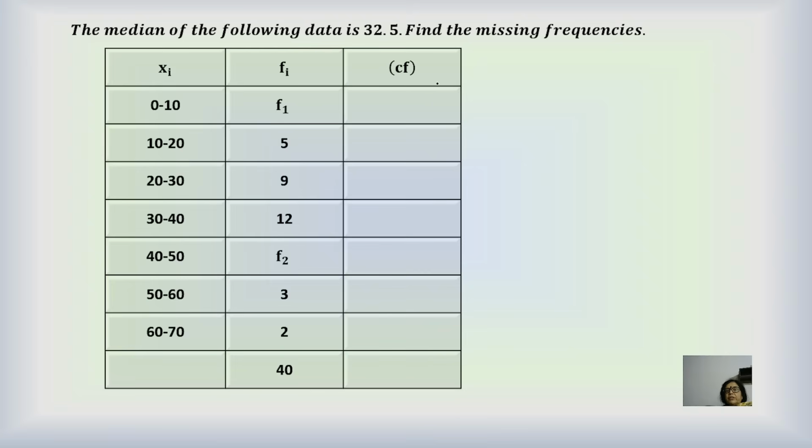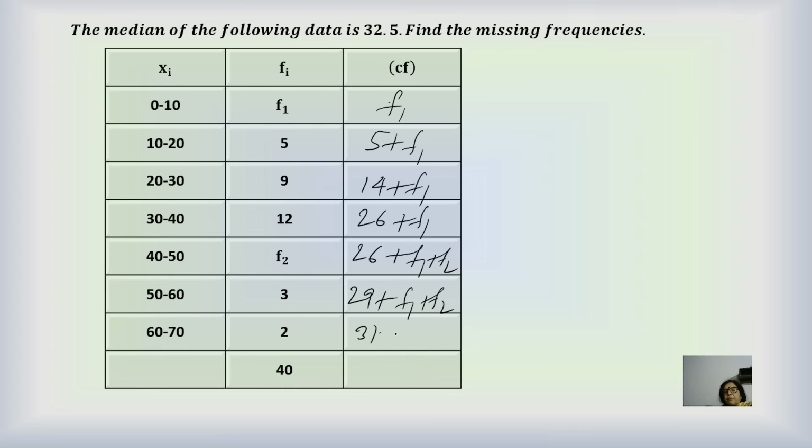The next question again is of group data, and here we have the median value given, but 2 missing frequencies are there. So first thing that we do is again find out the cumulative frequency. So the first row is F1, the second row will be 5 plus F1, this will be 14 plus F1, this will be 26 plus F1, this will be 26 plus F1 plus F2, and this will be 29 plus F1 plus F2. This will be 31 plus F1 plus F2.